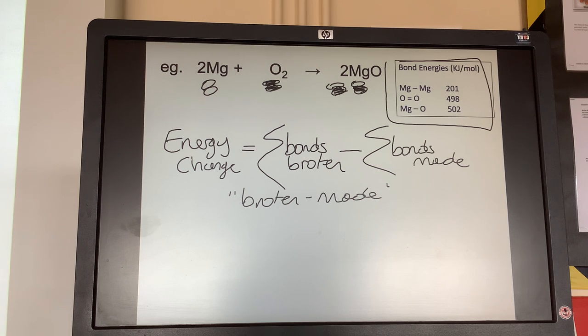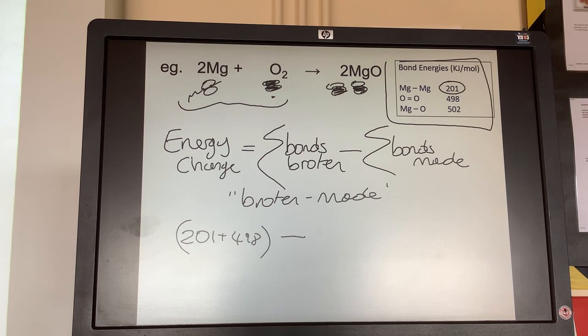So let's look at the reactants. We have to break this magnesium to magnesium bond. So the broken, on this side, the magnesium-magnesium bond, as you'll see, has got an energy value of 201 kilojoules per mole. So my broken is 201. I also have to break an oxygen-oxygen bond. Now it's a double bond, and that does actually make the bond stronger, but it doesn't change the way we do our calculation. So our bonds broken will be 201 plus 498. You do the maths, as you say.